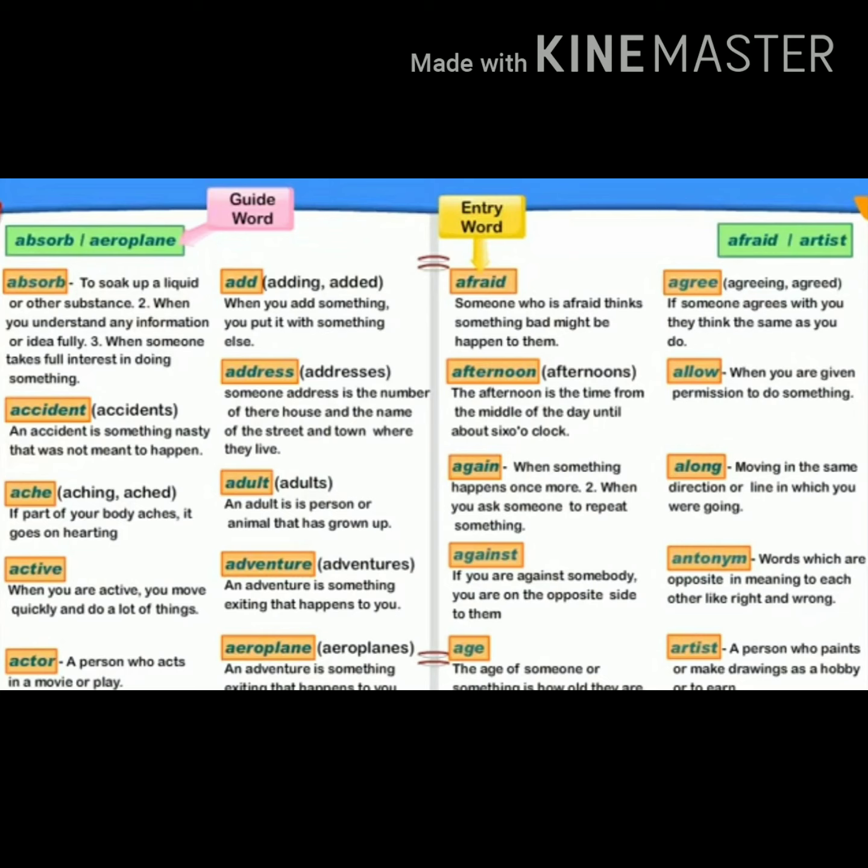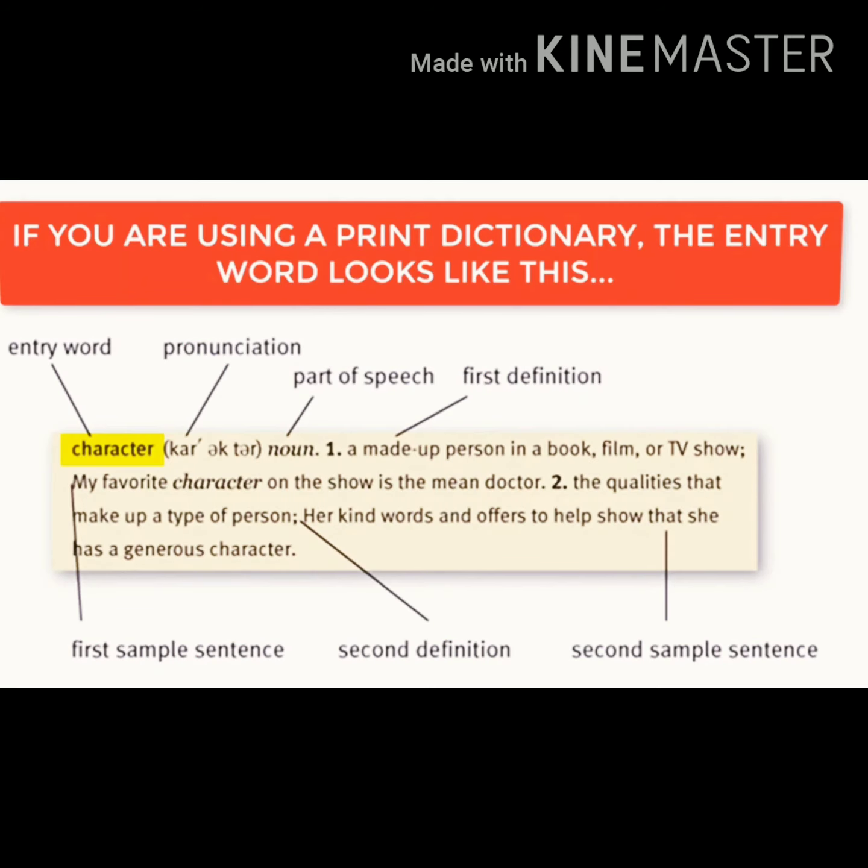Now let me show you what an entry word looks like. Just look at the screen. If you are using a print dictionary, the entry word looks like this. Like we have the example character. Here character is the entry word. After that, in the brackets, you have the pronunciation of that word. Then the third one is the part of speech. It means character is a noun. Then the first point shows you the first definition.